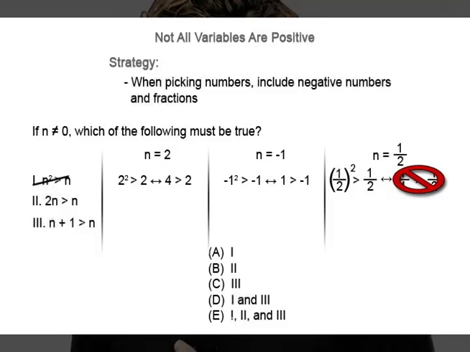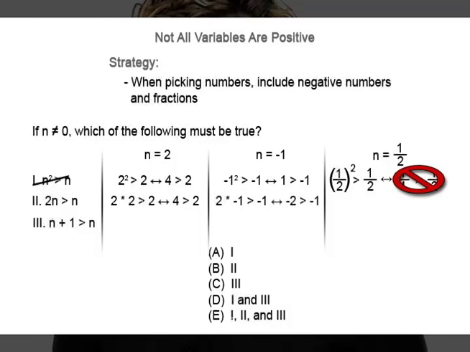Roman numeral 2, 2n is greater than n. If n is a positive number, again, if n is equal to 2, 2n is greater than n, 4 is greater than 2, that's true. Now let's pick a negative number, negative 1. Is 2 times negative 1 greater than negative 1? Negative 2 is not greater than negative 1, so statement 2 is also false when we pick negative numbers.